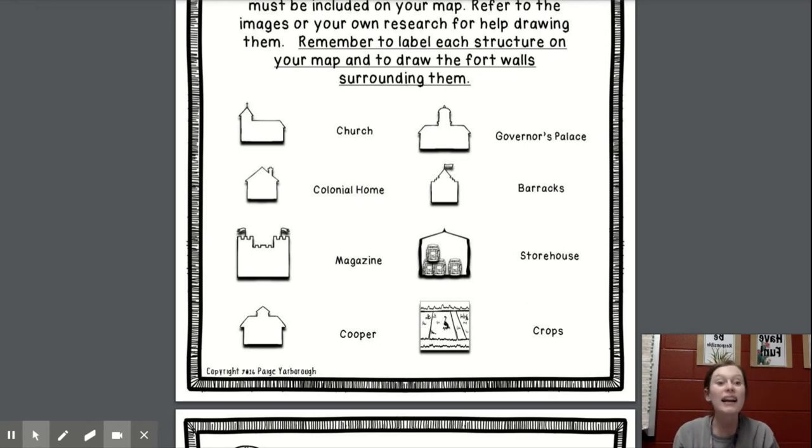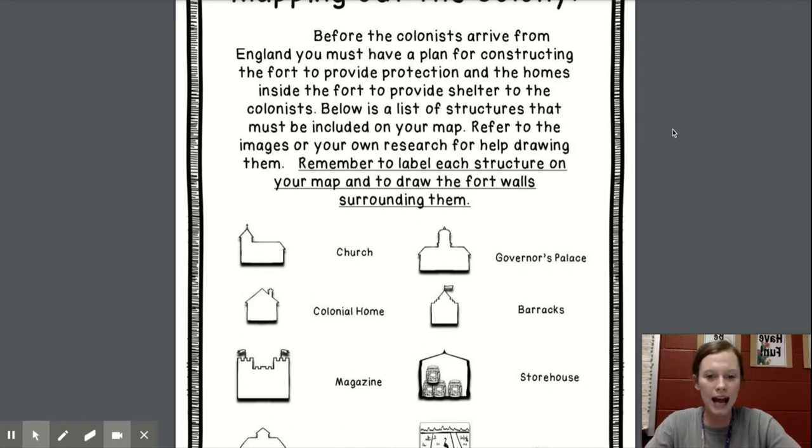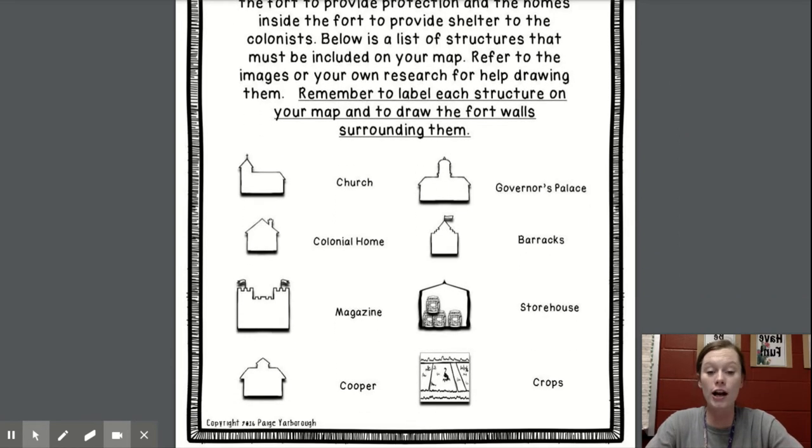Okay, so we're finally at a point where we can map out our colony. What you're going to have is this sheet of paper on your Google Classroom. What I'm asking is that after you watch the video, you open this up to get an idea of what kind of things you need to have in your colony.